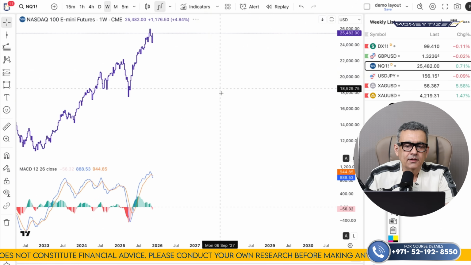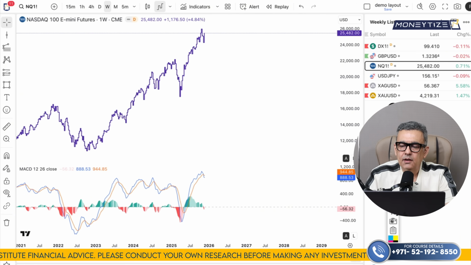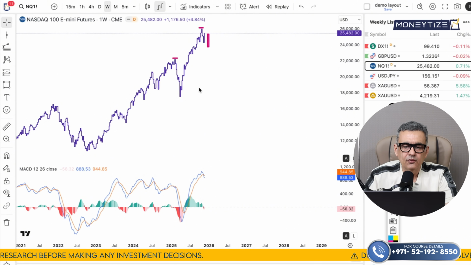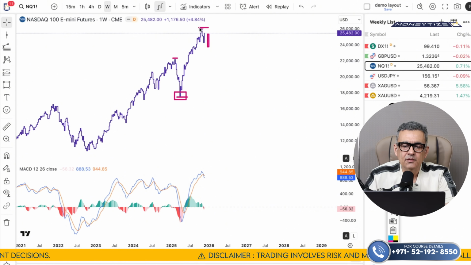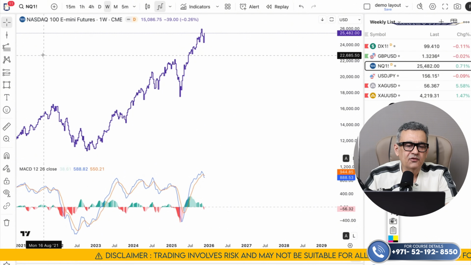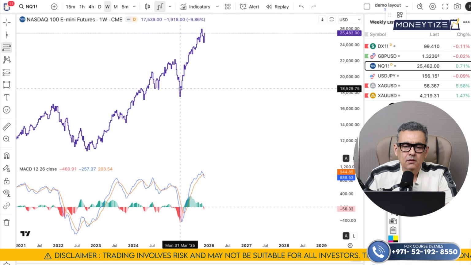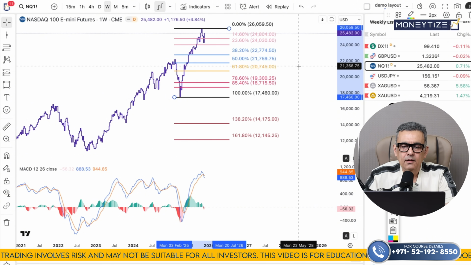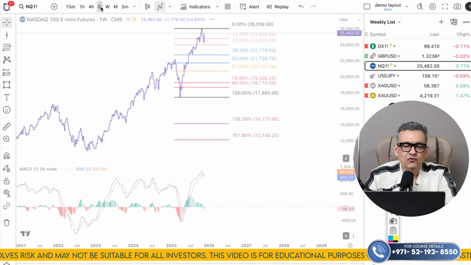Now I'll move to weekly here. Now on the weekly frame, it created the sequence of higher highs. And then it started the drop. So in order to measure the drop, I'll be using fib retracement on this leg up. So starting from the low point to the highest point. So let's apply Fibonacci retracement on this move. Applied. And then we will move to the daily frame.